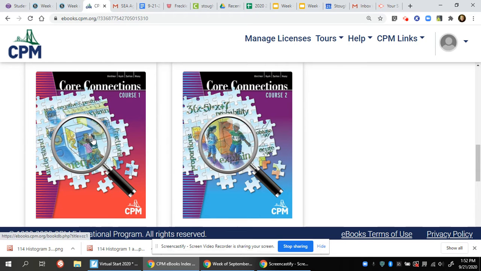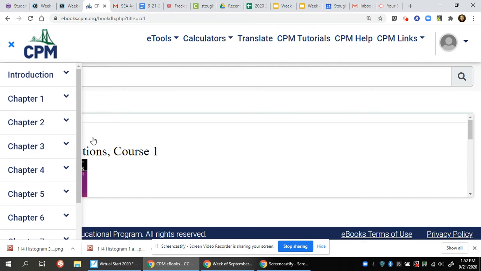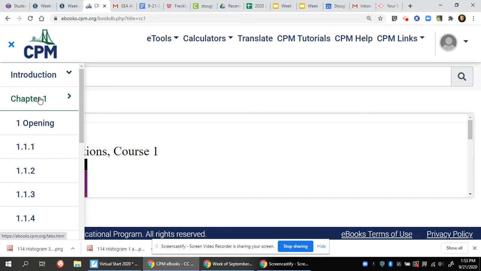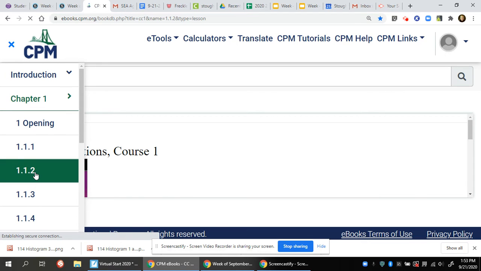So I'm going to select this book by clicking on it. And then when I do that, I have a whole bunch of things show up on the left. That's my navigation bar, or my navigation toolbar for this book. I am in Chapter 1, so I'm going to select that. I remember saying a couple times that I'm on lesson 1.1.2, so I select that.